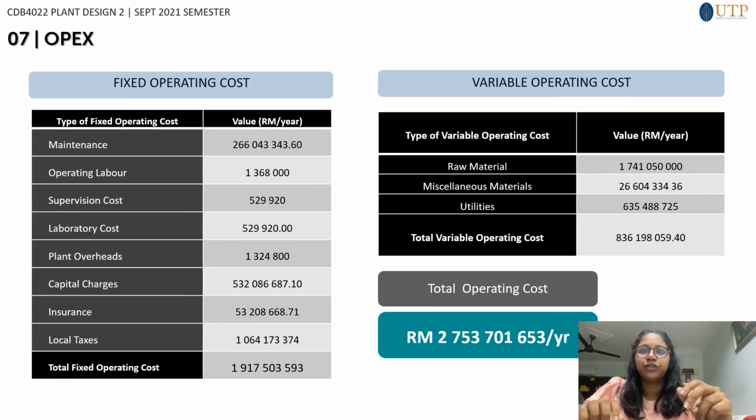Next, the OPEX consists of fixed and variable operating costs. As shown in this table, the total fixed operating cost is 1,917,503,593 ringgit. Meanwhile, the variable operating cost is 836,198,059 ringgit and 40 cents, which includes the miscellaneous material, raw materials, and utilities. Total OPEX calculated is 2,753,701,653 ringgit per year. That's all from me.